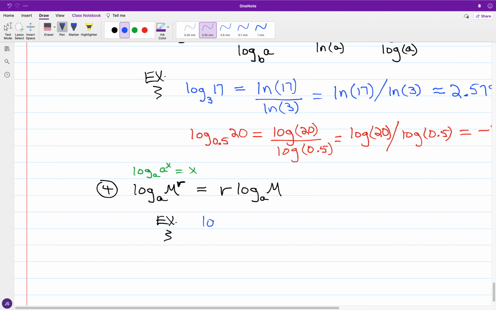And just to show you how some of these situations are going to arise, say I have something like the base 3 logarithm of 5 to the t. So a is 3, m is 5, and we have r at t. If I write the exponent as a coefficient, I can say that I have t times the base 3 logarithm of 5.